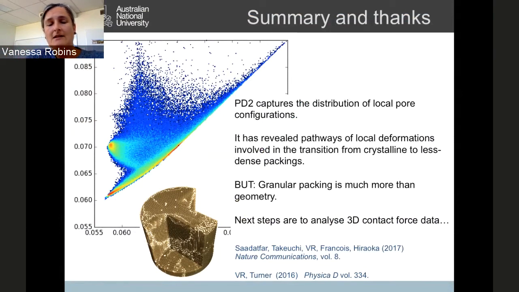The other point I really wanted to make was that packings of spheres in containers is much more than just their geometry, and my colleagues are starting to be able to get information about the actual forces between grains in a 3D assembly. So we'll start to look at how to analyse that sort of information in a persistent way. Other people have looked at force chains in a 2-dimensional granular packing, but we're going to try and see what we can find in a 3D setting.